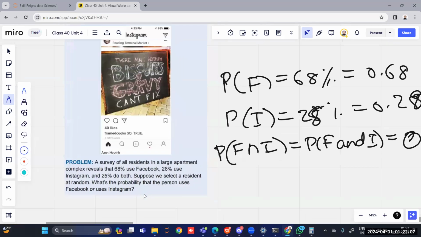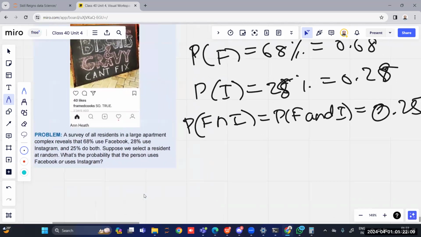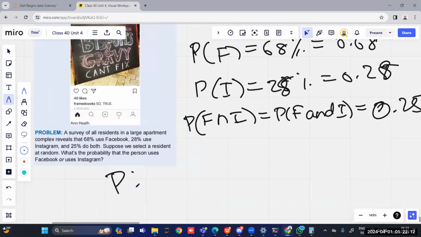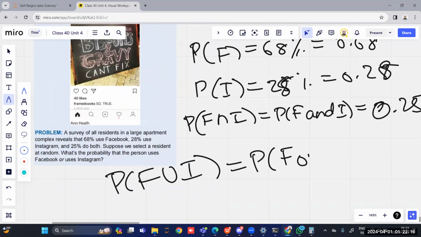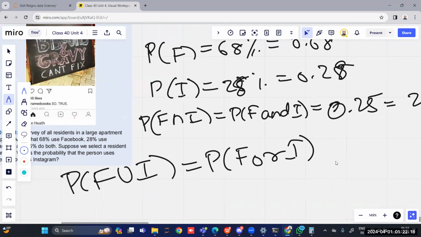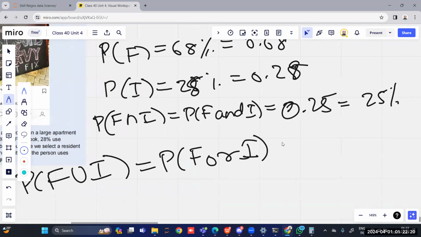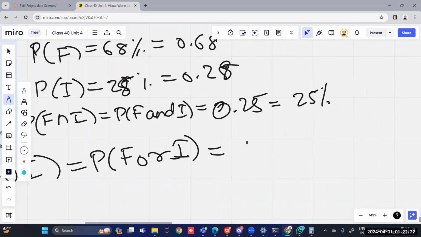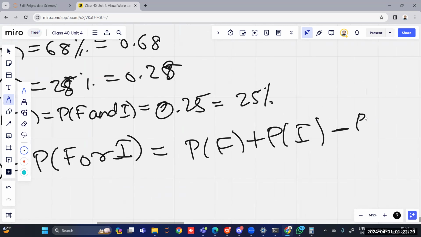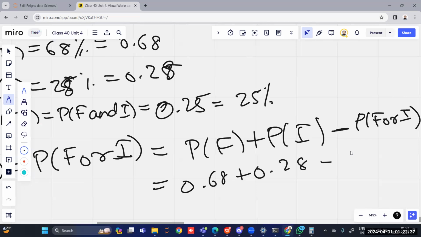What is the probability a person uses Facebook or uses Instagram? So it's asking the probability of F union I. Union is for or, F or I. So what is the formula? It is not mutually exclusive. Why? Because the probability of both, the intersection, is given. So probability of F plus probability of I minus the intersection. So it is 0.68 plus 0.28 minus 0.25.